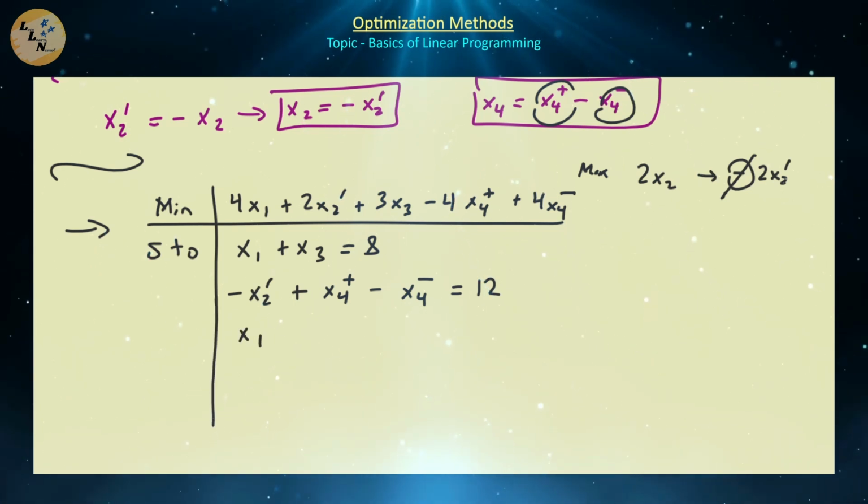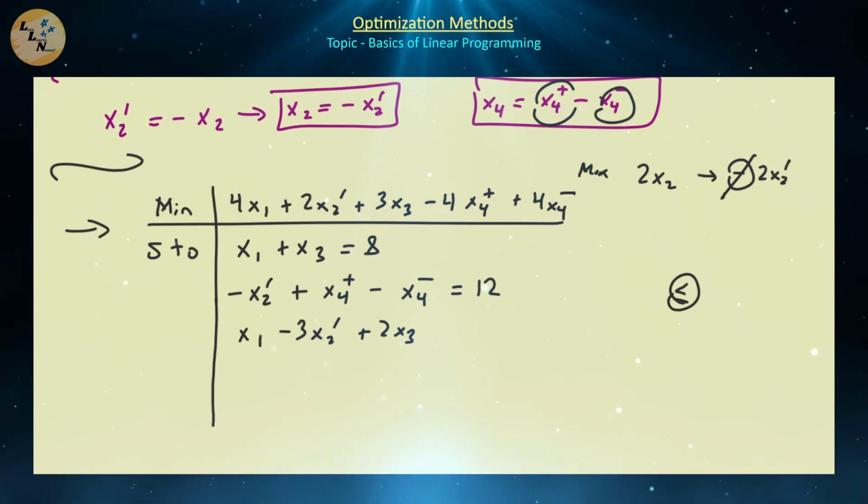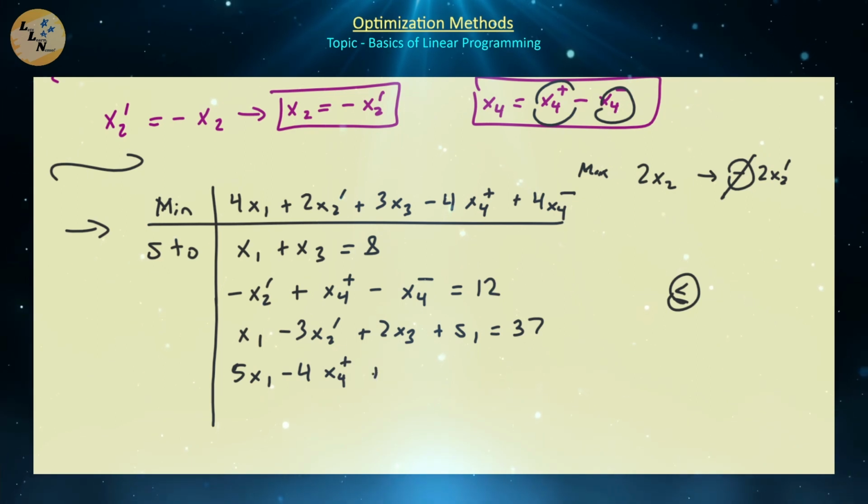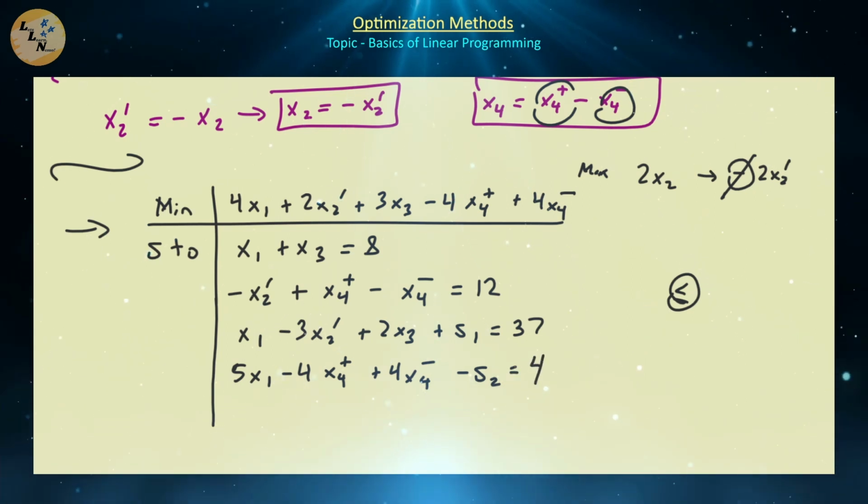And then we have x1 minus 3x2 mirrored, and then plus 2x3, but it used to be a less than or equal to symbol on that third constraint, so that means we need to introduce that slack variable, so that's going to be plus s1 is equal to 37. Pardon my wrong terminology there. And then for our last constraint, we have 5x1 minus 4x4 plus 4x4 minus, and then minus s2, that's going to be our surplus variable because it used to be greater than or equal to 4, and now we want that to be equal to 4, so we need to take away that surplus.